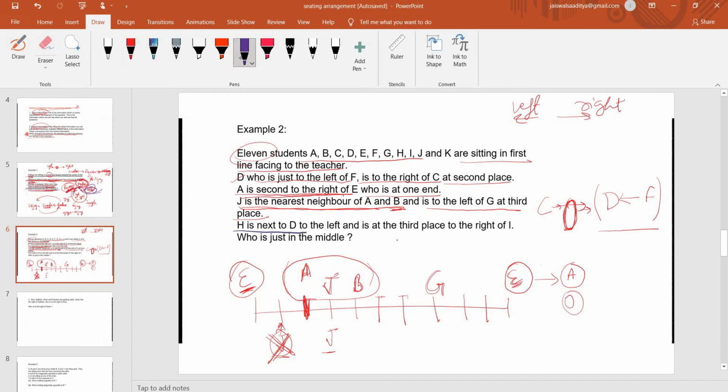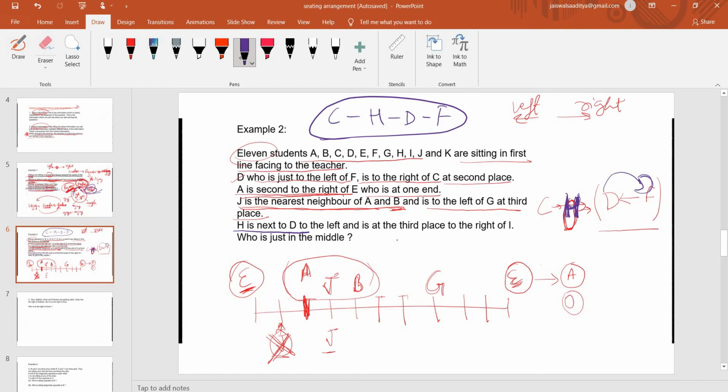H is next to D. H is next to D. Okay, we will see later. H is next to D, which means H is coming in between C and D. Correct? Because H can't come here at the place of F. So this is the only possibility. H is coming in between C and D. So we have one condition: C, H, D and F. They are going to come together.